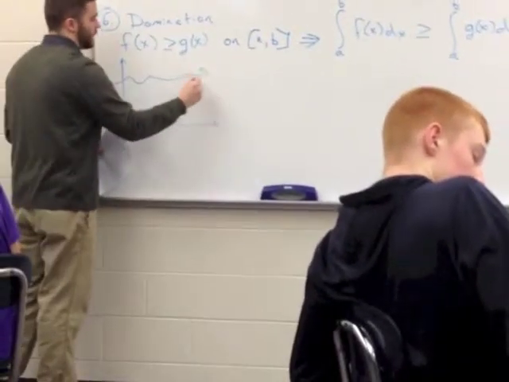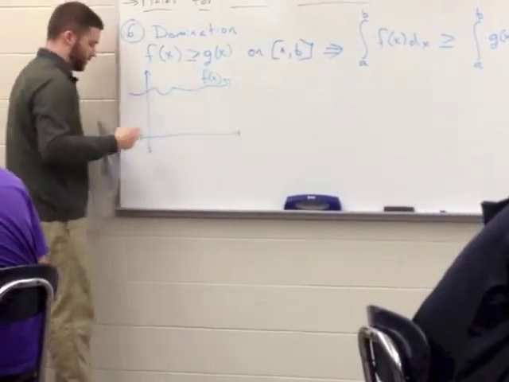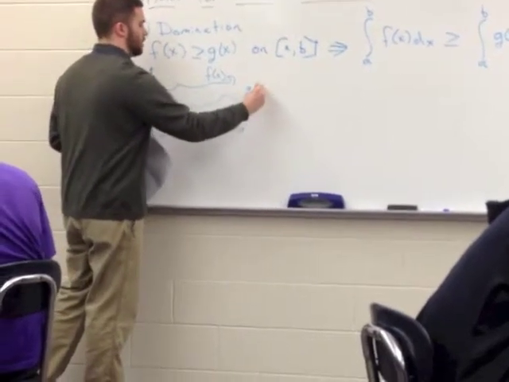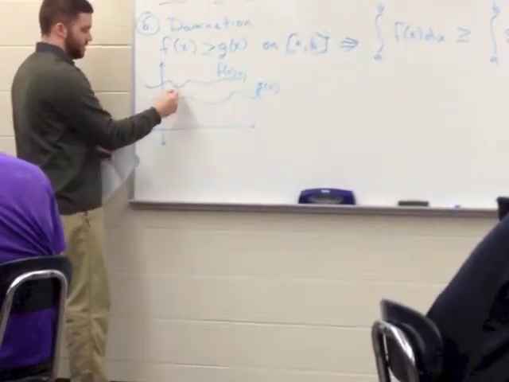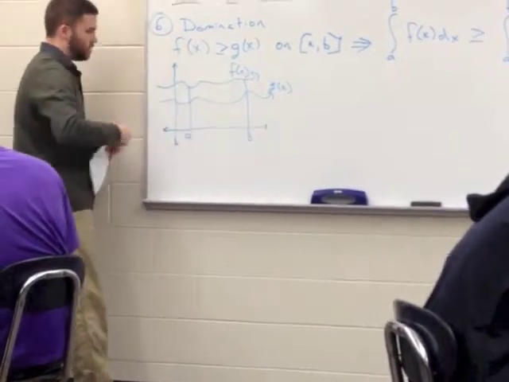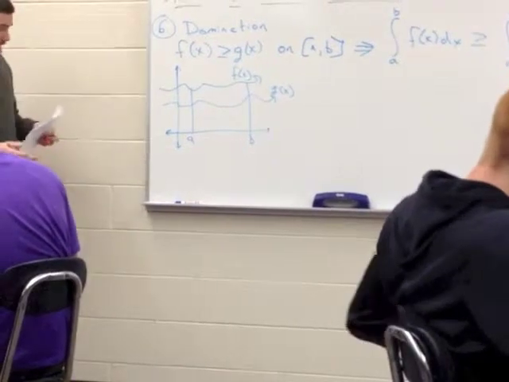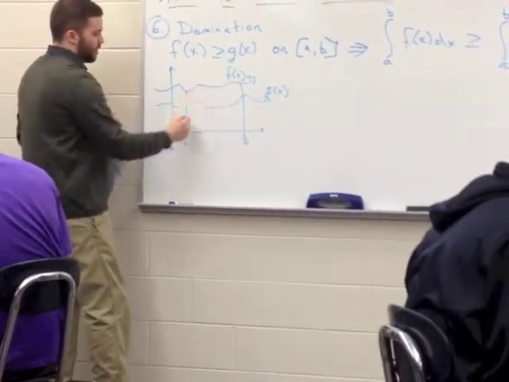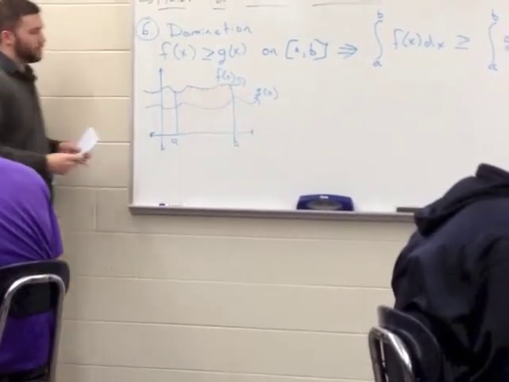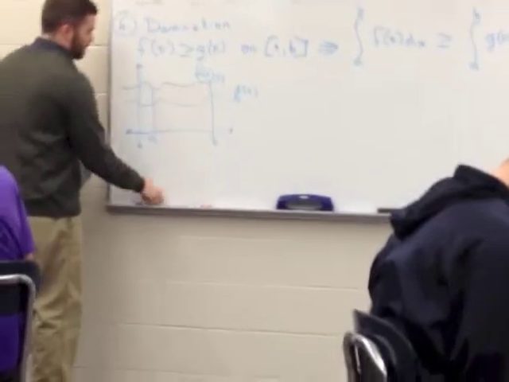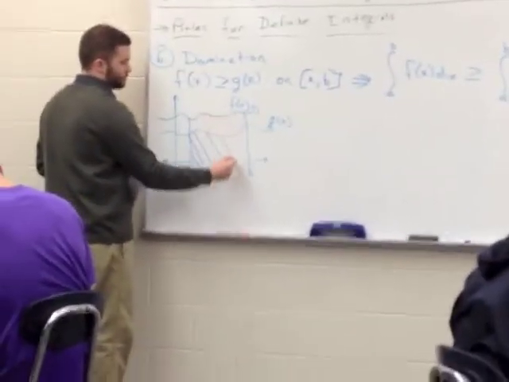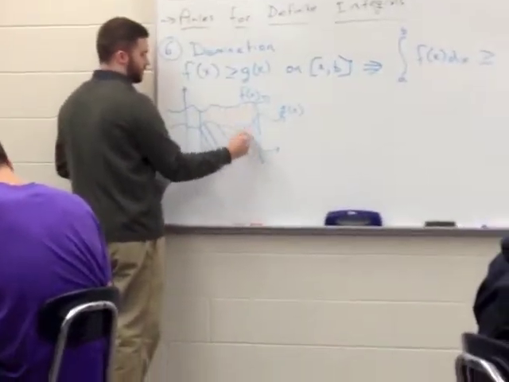Alright, and suppose that f is always greater than g over some interval from A to B. Well, the integral from A to B of f of x is going to be this whole thing. That area must be greater than the integral from A to B of g of x, or in other words, the blue shaded region.